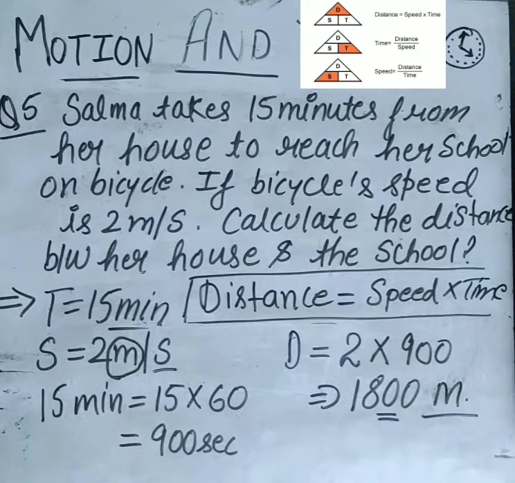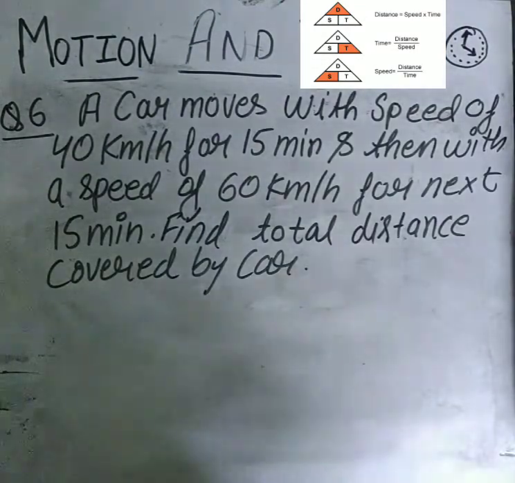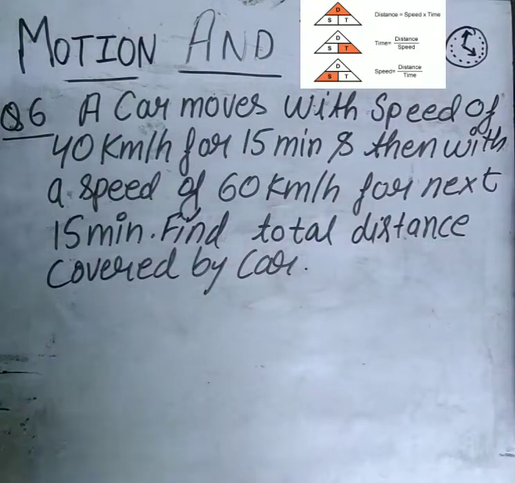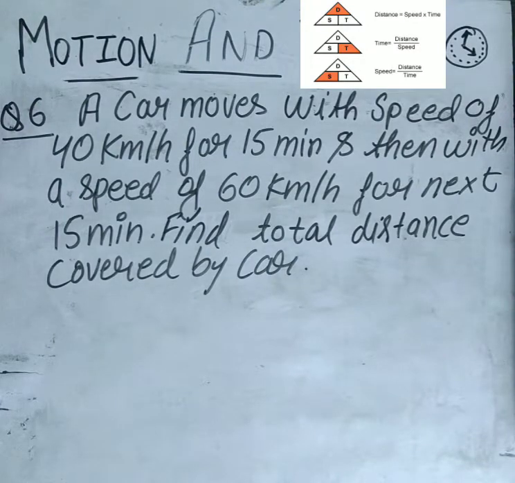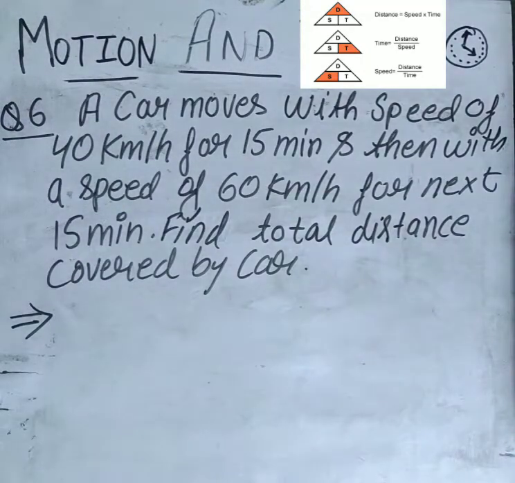Similarly, I will take one more example and then I will provide you one question as homework. So this is our last question for today. Here you will see that a car is moving with a speed of 40 kilometers per hour for 15 minutes, and then it is moving with a speed of 60 kilometers per hour for the next 15 minutes. We have to see how much distance in total the car has covered in these 30 minutes, because 15 plus 15 would be 30 minutes.